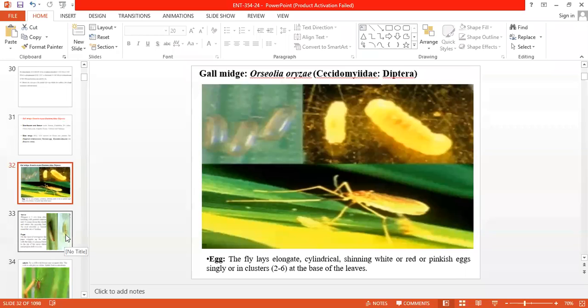Mainly they deposit their eggs just near the ligule of the leaf blade. So after hatching from the eggs, the maggot initially starts its infestation on the stem. That's why they deposit their eggs near the ligule of the leaf blade.